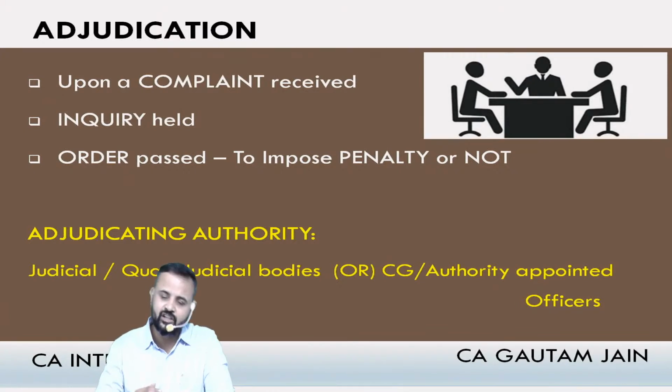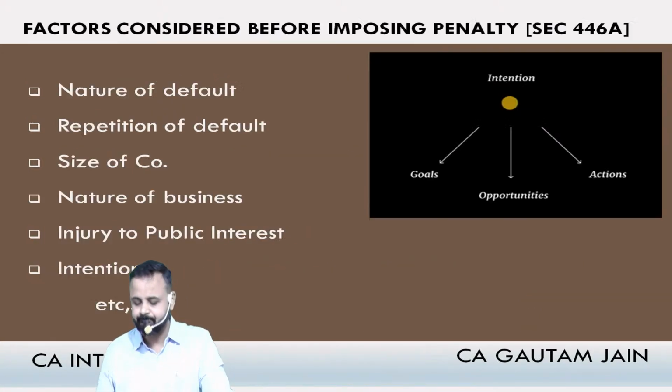It can be judicial, quasi-judicial bodies, or even CG or authority appointed officers. Can you give me one example relating to authority appointed officers? Yes, sir. SEBI. I've told you SEBI may appoint some officers as far as these financial markets, capital markets are concerned. Isn't it? So those officers also can play the role of adjudicating authority, adjudging, adjudicating, judging, isn't it?